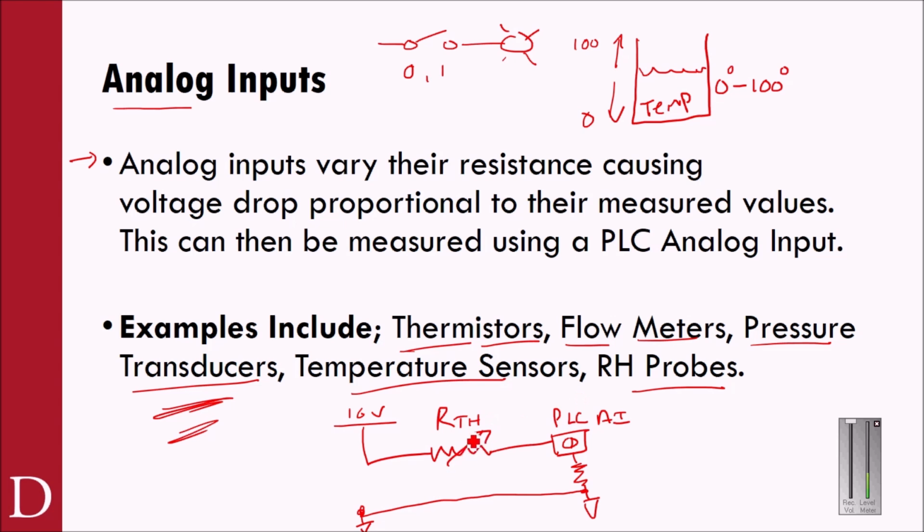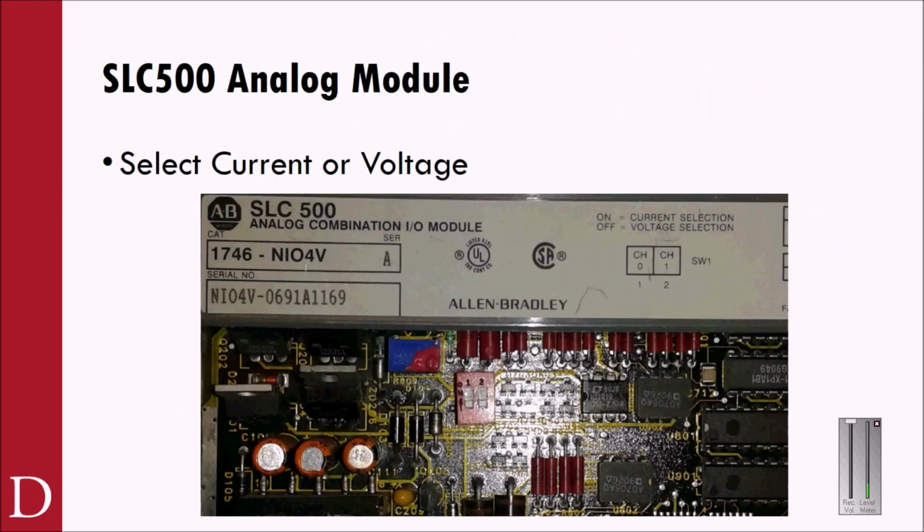So what happens is, as this resistance changes, the voltage felt by the PLC will change, and we can make that a 0 to 10 volt signal. We can turn that into a digital value. So really, an analog input really is an A to D converter. What we're talking about is the conversion of an analog voltage or current to a digital numerical number of some sort.